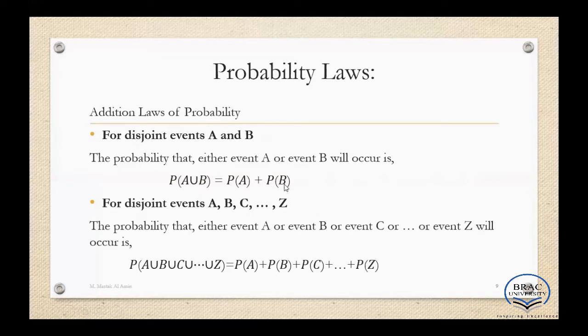equals probability of A plus probability of B. If we consider it up to n events, A, B, C, D up to Z, we can write the probability that either event A or event B or event C or up to event Z will occur is probability of A union B union C union up to Z equals probability of A plus probability of B plus probability of C plus up to probability of Z. So these all are for disjoint events.